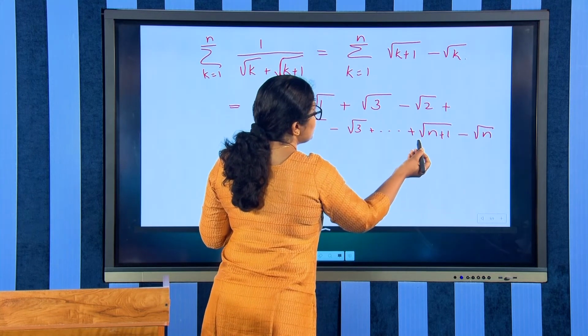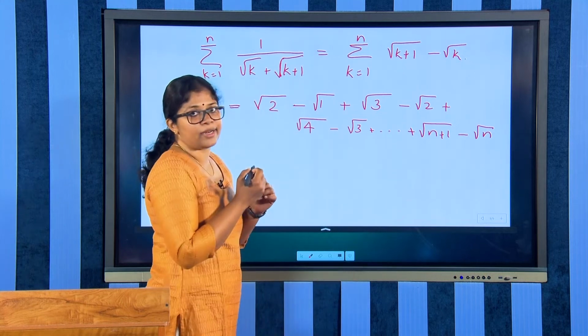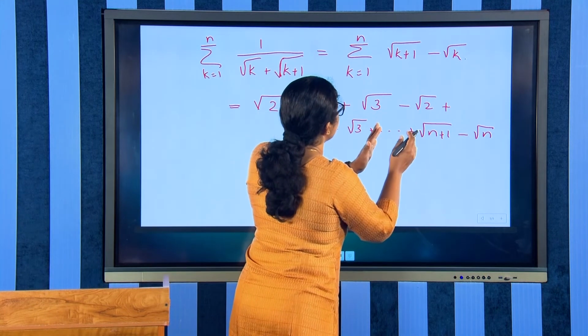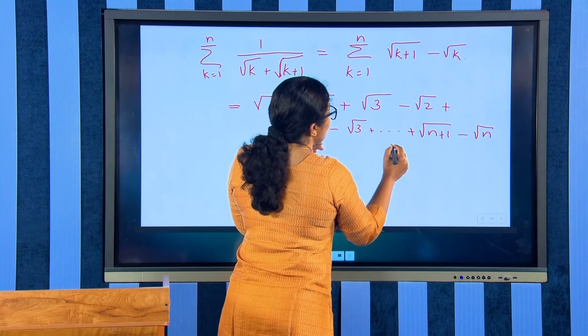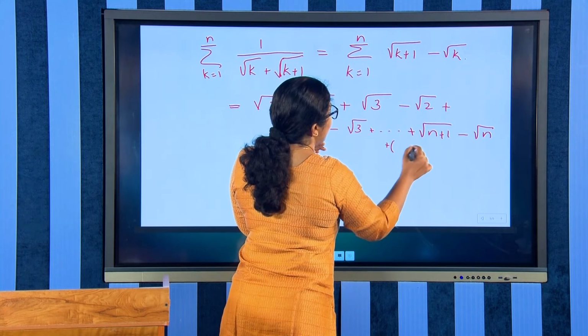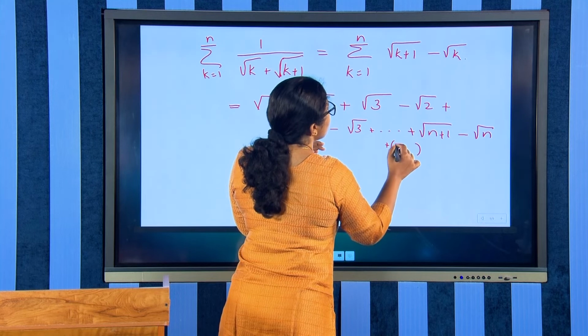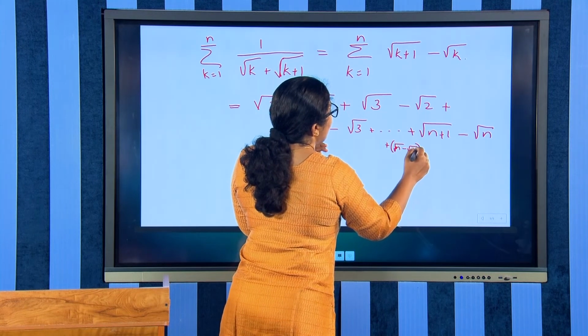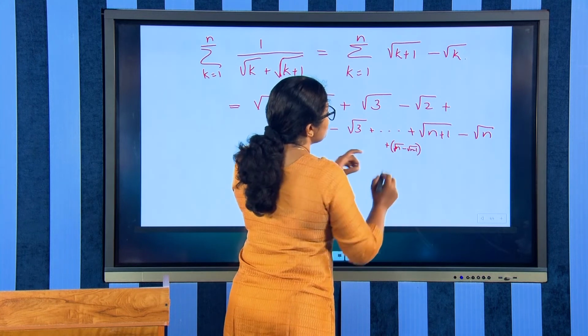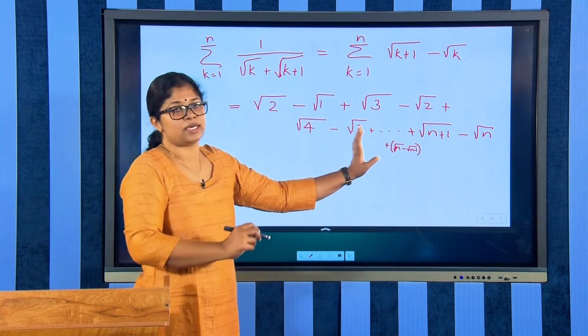So, the just previous term also I will write for your understanding. If you put k equal to n minus 1, you are getting the just previous term as root of n minus root of n minus 1. So, that is what we are getting just before this term.